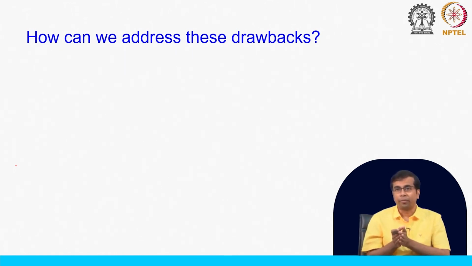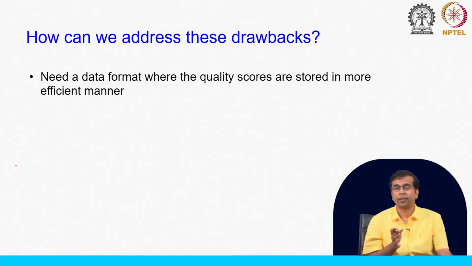Which means you require a new data format. It's not going to happen with the FASTA format. You're going to need a new data format, and that is something that is required. What you need is a data format where the quality scores are stored in a more efficient manner. Right now you are storing these digits, two digits for every base. Then you have the spaces between these numbers. Without spaces, you cannot distinguish which quality score is for which base.